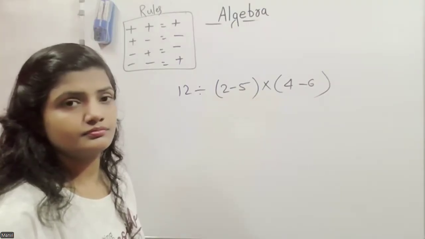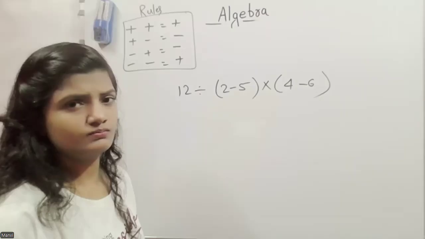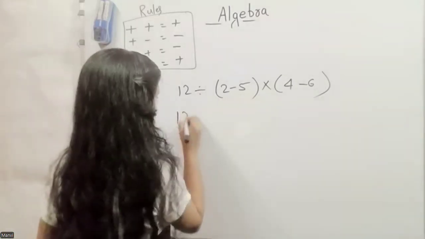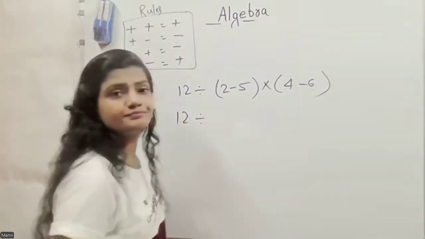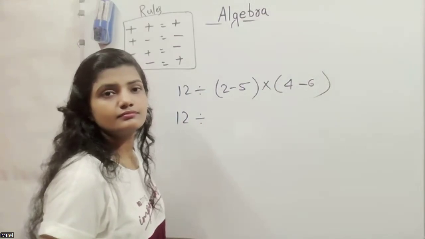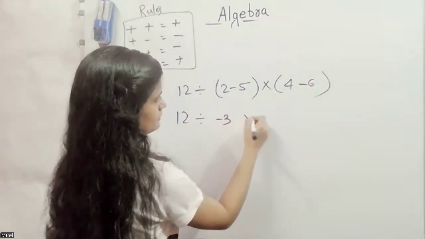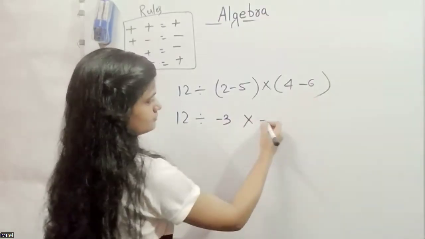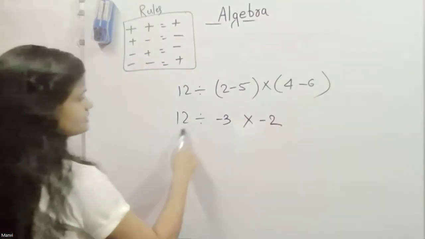Is the answer 2? Let's say 12 divide with this. What will be the answer for this, Kavya? I got -3. Then what about this? I got -2. Good. Now, first solve this.